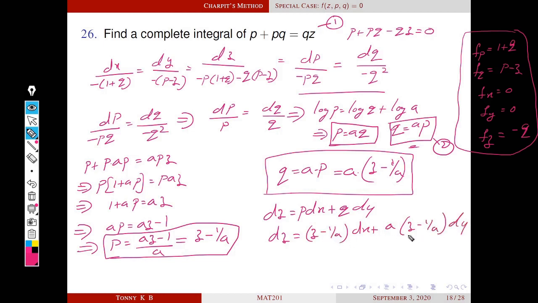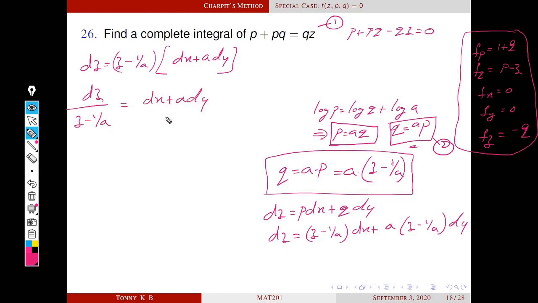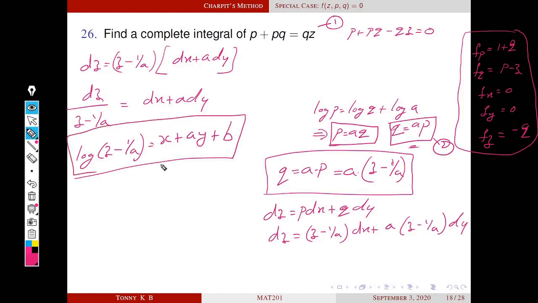Now this term, z minus 1 by a, is common, take outside and cross multiply. So we get, now it is integrable. You can integrate on both sides. So we get left side becomes log of z minus 1 by a. This is x. This is ay plus b, constant of integration. So this is a complete integral because this involves two arbitrary constants a and b.